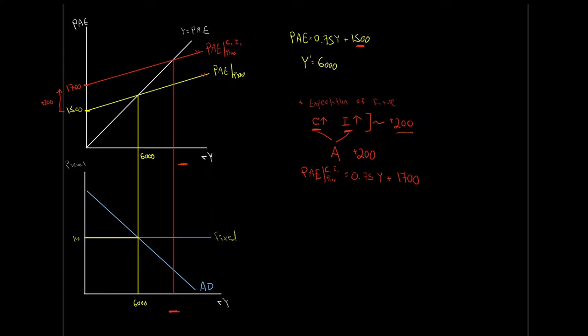But what we notice is, hey, we're still at that fixed price level of 100. We're now at this point right here. That is, what we'd be expecting is our aggregate demand curve to be shifting to the right.